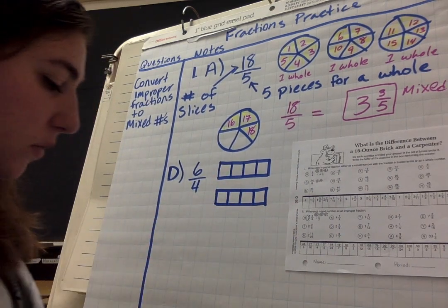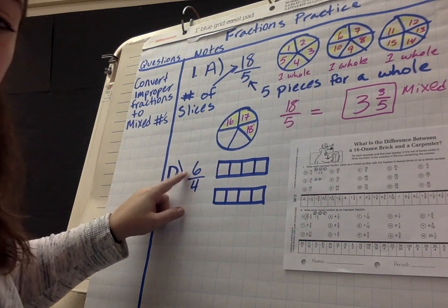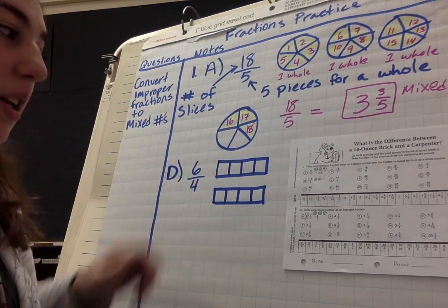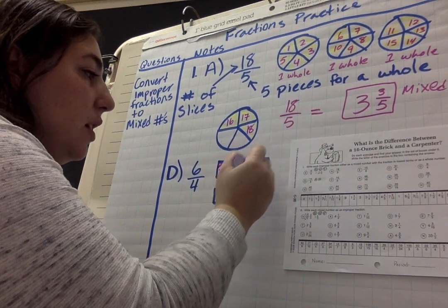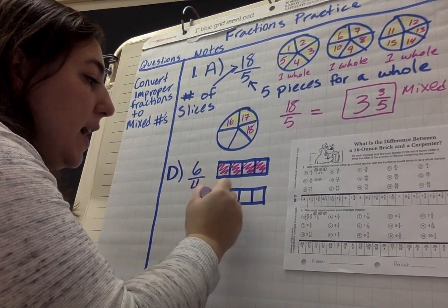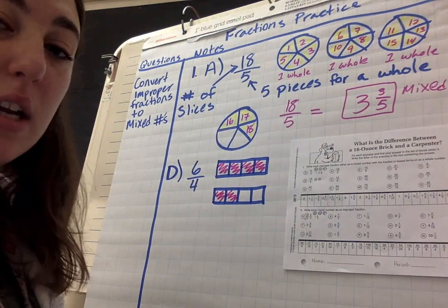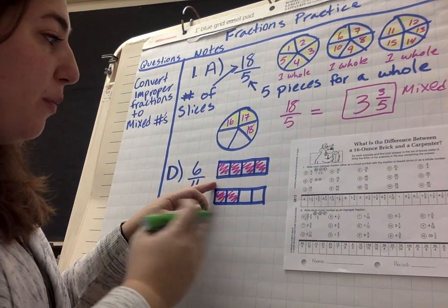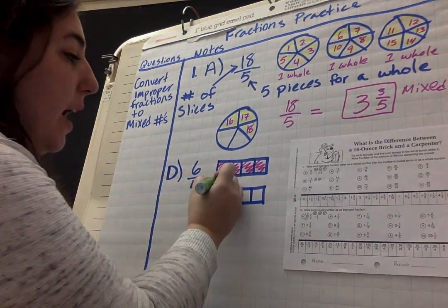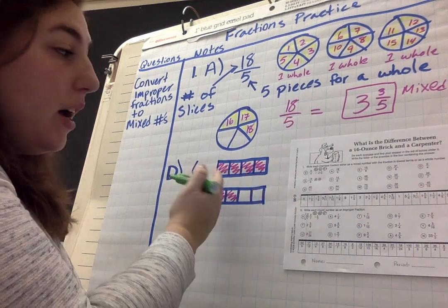Okay, so then I'm going to shade in 6 slices because this is the amount of slices that I'm going to need. So 1, 2, 3, 4, 5, and 6. So after I shaded in all those 6 slices, I'm going to see how many holes I have. So I have 1, 2, 3, 4. So I have 4 out of 4 shaded in here.